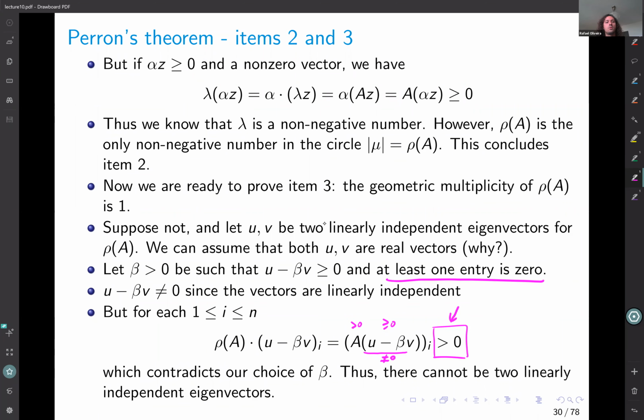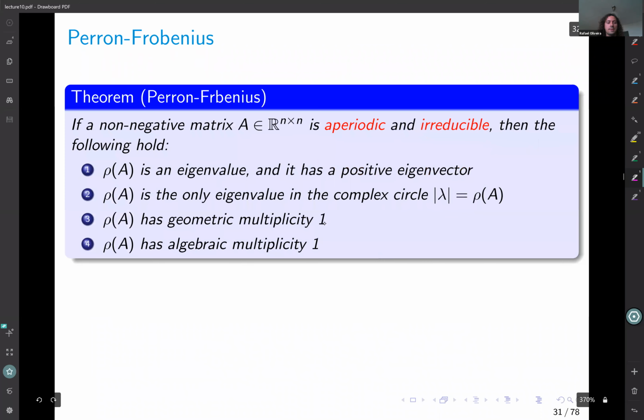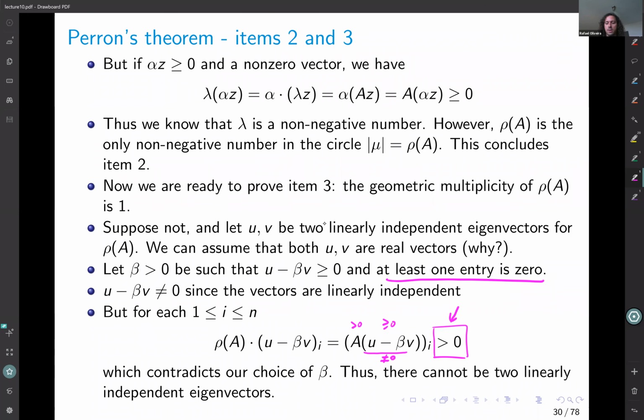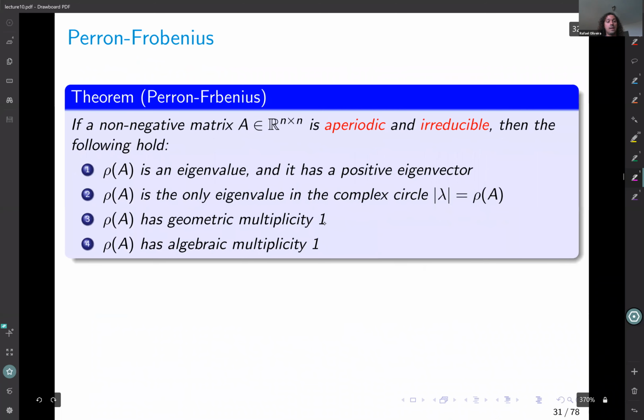Okay, so for item 4, you can just see the notes. I just wanted to give you a glimpse of all of this, and those 3 parts are really the most important ones for us. Okay, we need algebraic multiplicity 1 as well, but anyway, you can see that in the notes.